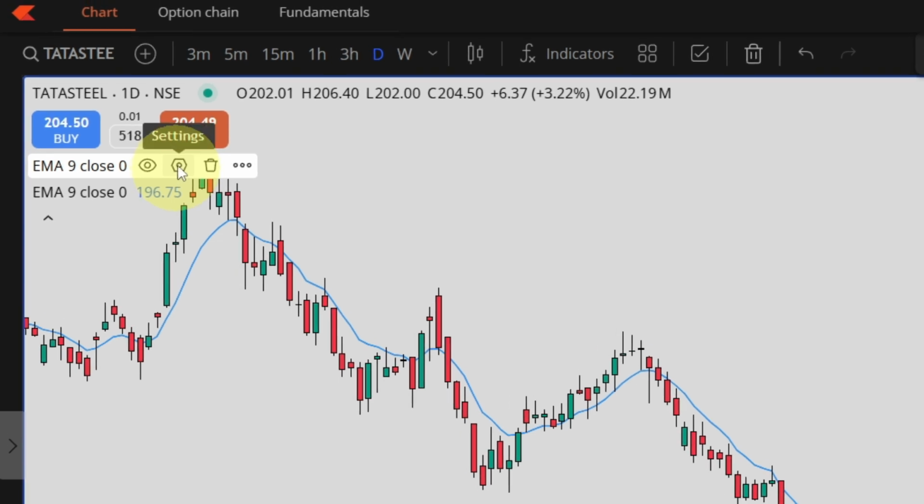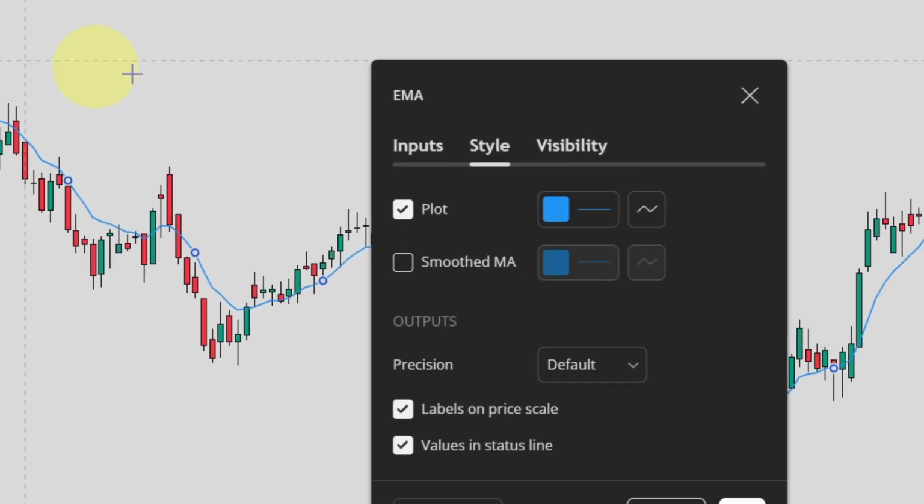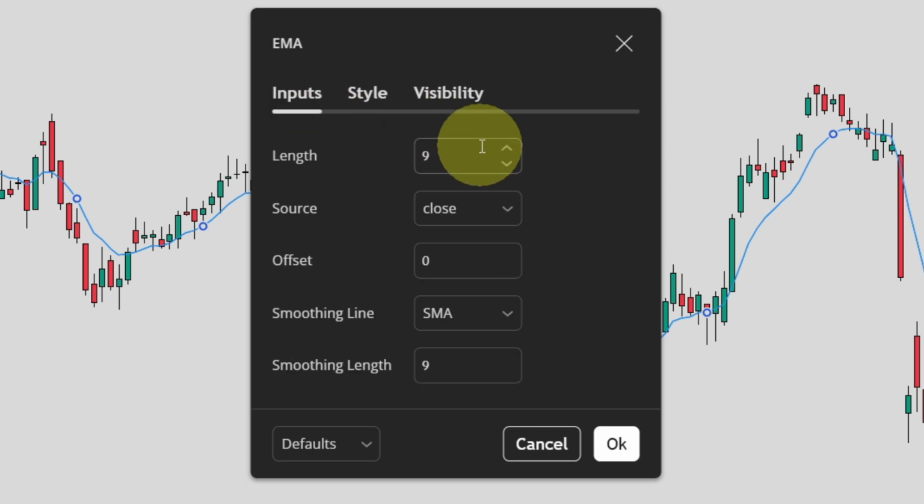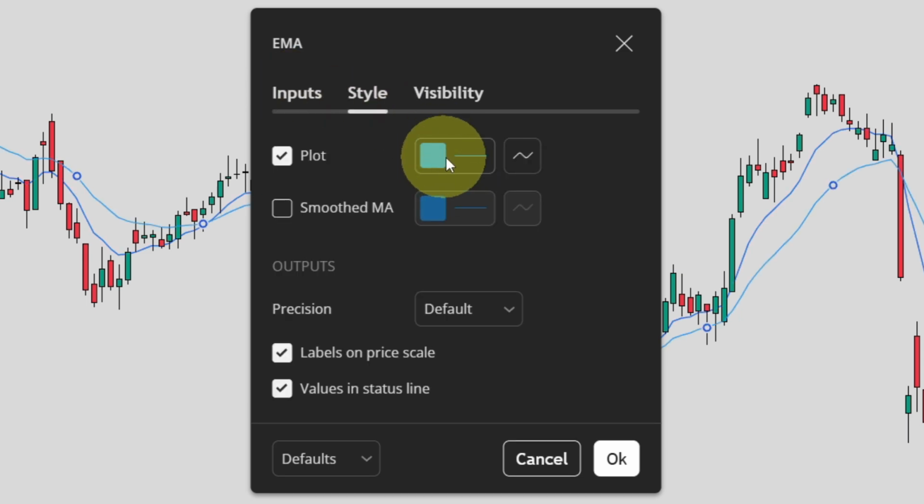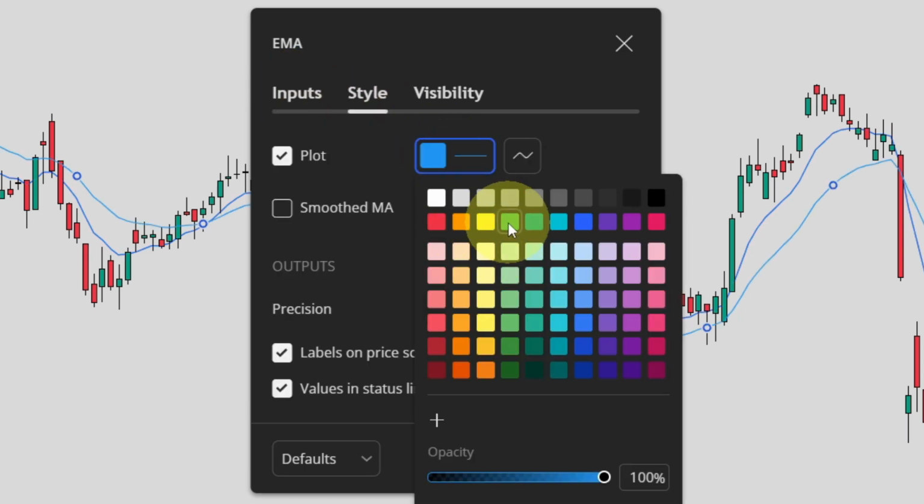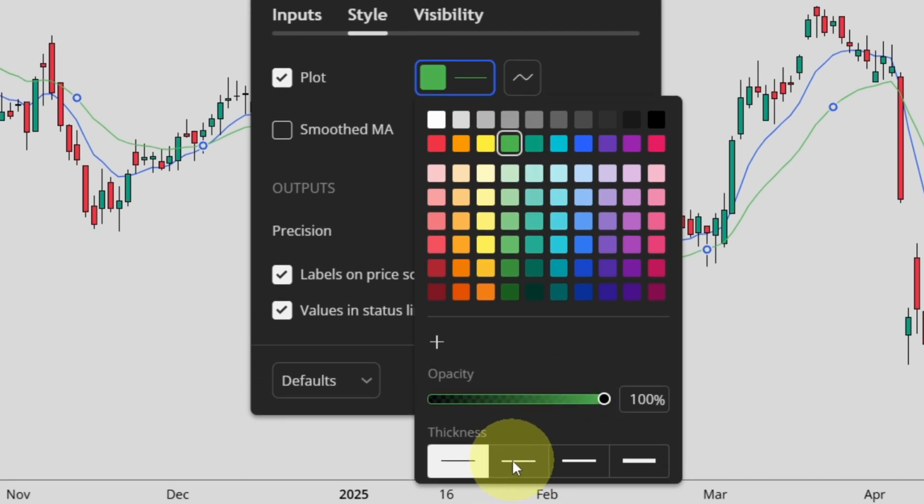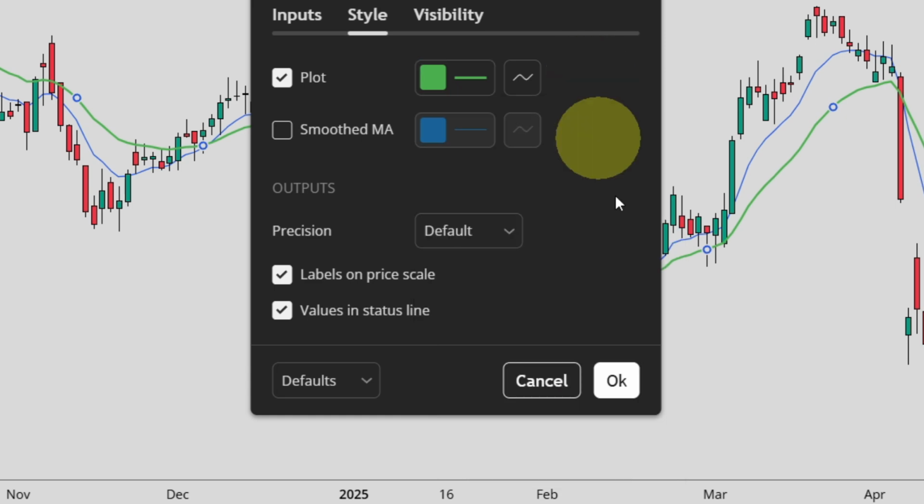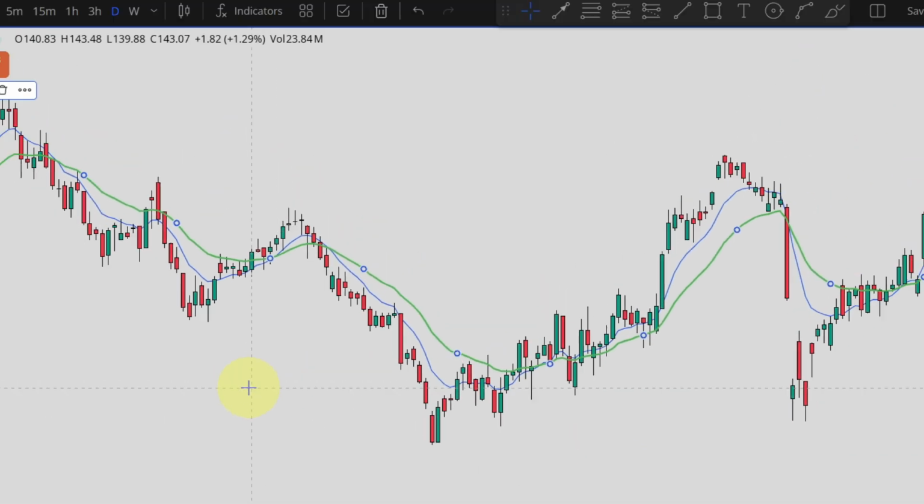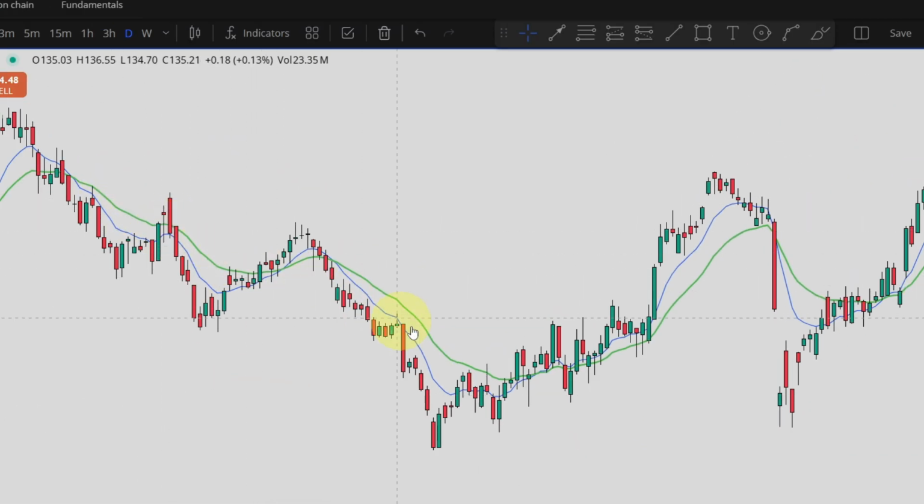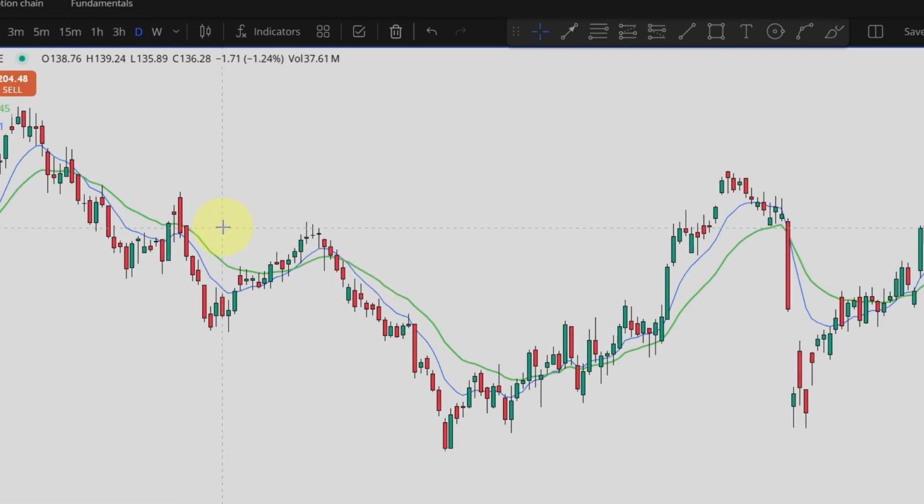From here, we have to go to this little icon, which is the settings option. Click on it. Go to the inputs tab. Choose the length 20 because this is going to be our fastest EMA. After that, go to the style tab. Click on this color icon. Select green color and click on this second line to make it thicker. Click here and click on OK. Now you can see we have successfully plotted our EMA 20 on our chart.